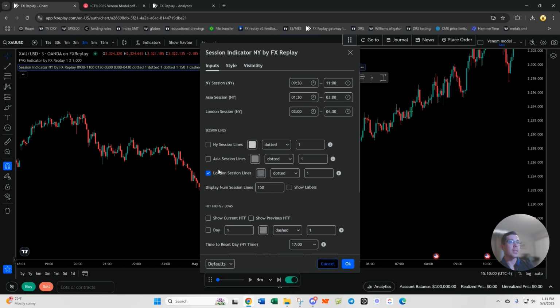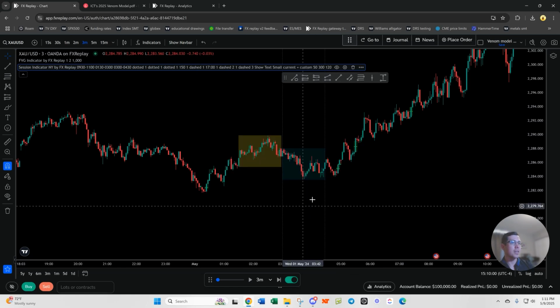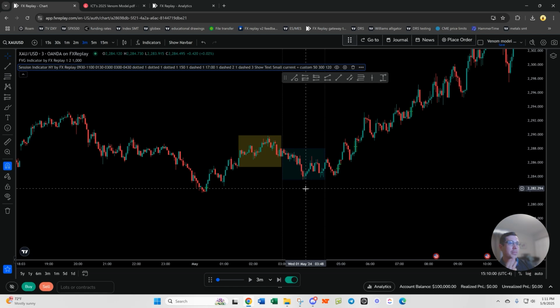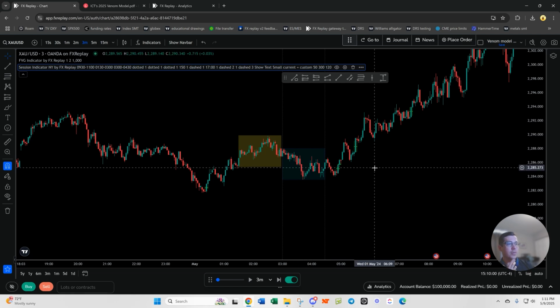New York time. And then I also added these London session lines just to help make sure I stop trading after the first 90 minutes is over. But that's literally all you need on your chart. Everything else, we're just going to visualize.